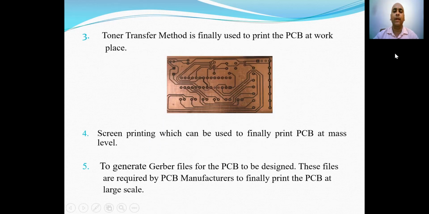Finally, the toner transfer method can be used to print PCB at the workplace, and we will discuss each step that needs to be followed in the toner transfer method for printing the PCB. We will also discuss about the screen printing, which is used to finally print PCB at mass level. We will also discuss how to generate the Gerber files for the PCB to be designed.